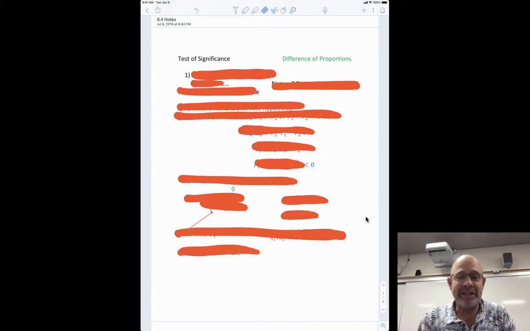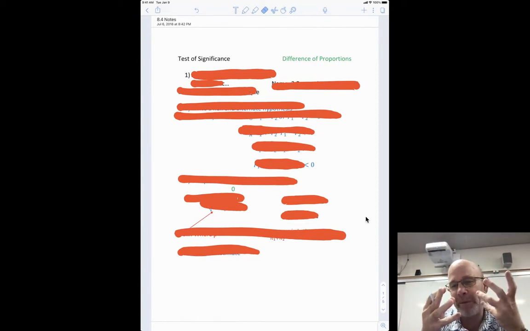All right, everyone. Section 8.4. This is the last section of the first semester. Last section of chapter 8. It's a test of significance for a difference of proportion. So I'm just going to walk you through a generic example first and then a specific example second.